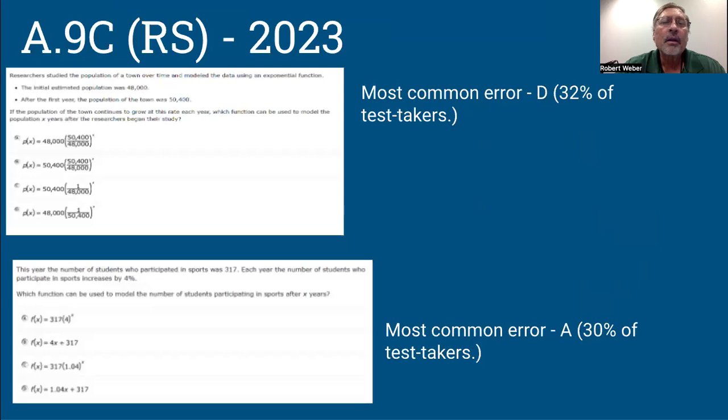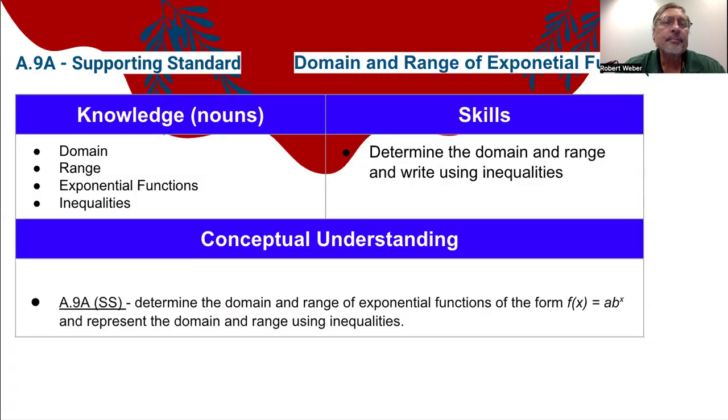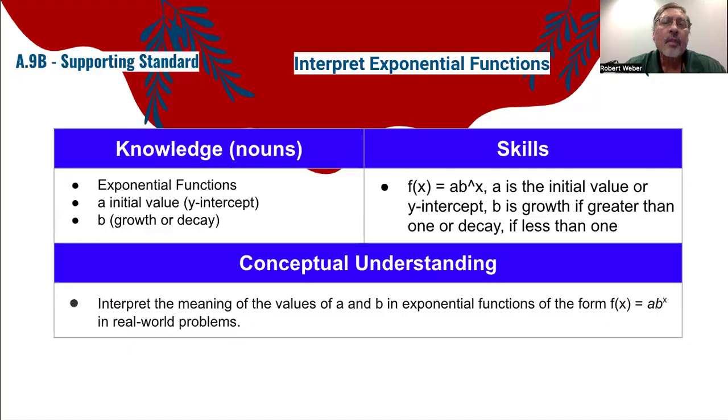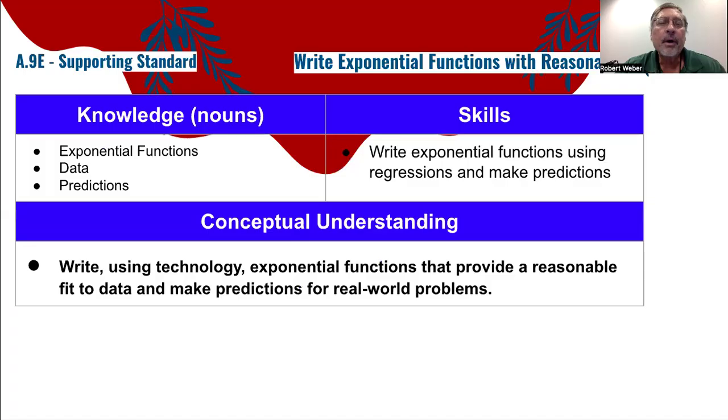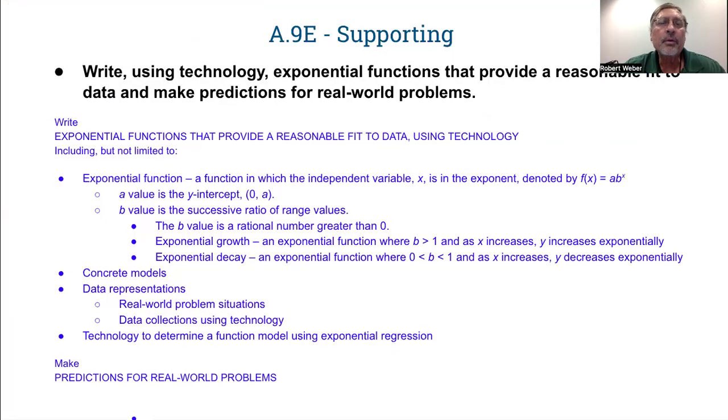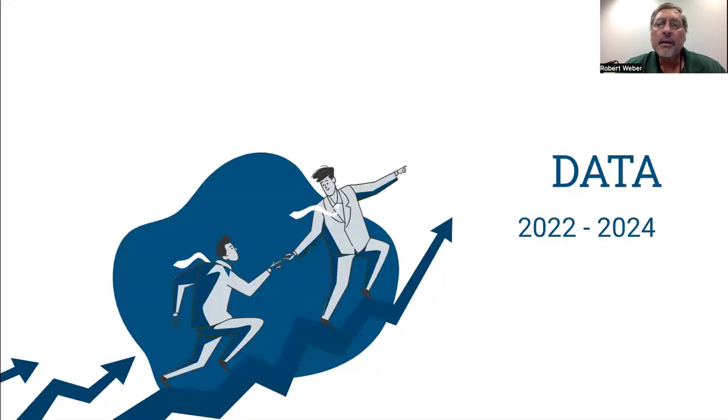So example problems there. Domain and range, 9A. Supporting standard: exponential functions, interpreting initial value, which would be your A value, and then your B indicating growth or decay, if it's greater than 1 or less than 1. Possible problems there.